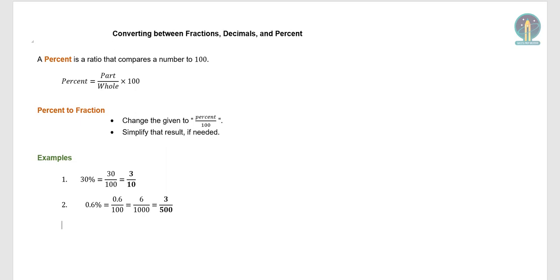Okay, so in this concept, we're going to talk about converting between fractions, decimals, and percent. Now, a percent is a ratio that compares a number to the number 100. Now, why 100? Well, we've grown accustomed to using 100 as a benchmark to measure things, right?